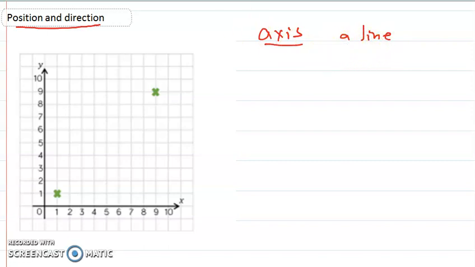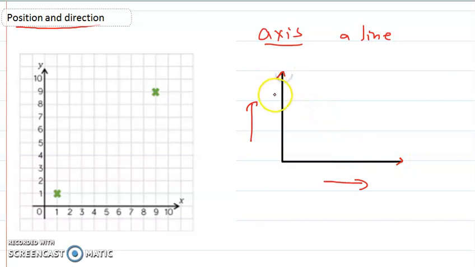For example, let me say here, I'm going to draw two lines. These are the two lines. This is one line, this is horizontal, and this one is the vertical line. So I can say this is the horizontal axis. If I label it, if I give it some name, I will say this is the horizontal axis, and this one is the vertical axis. And normally to the horizontal axis we give the name x-axis, and to the vertical axis we give the name y-axis.